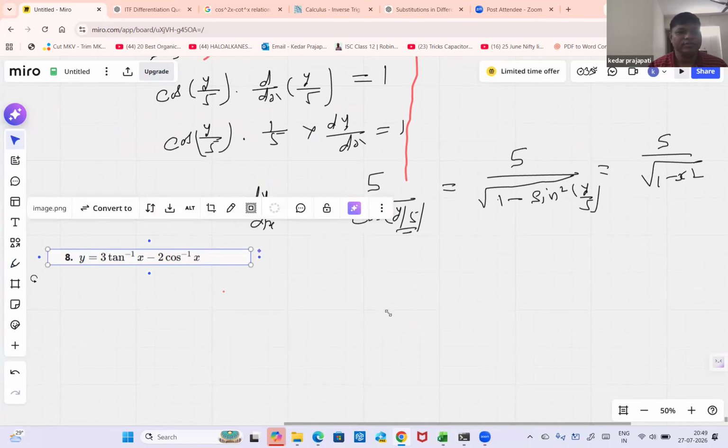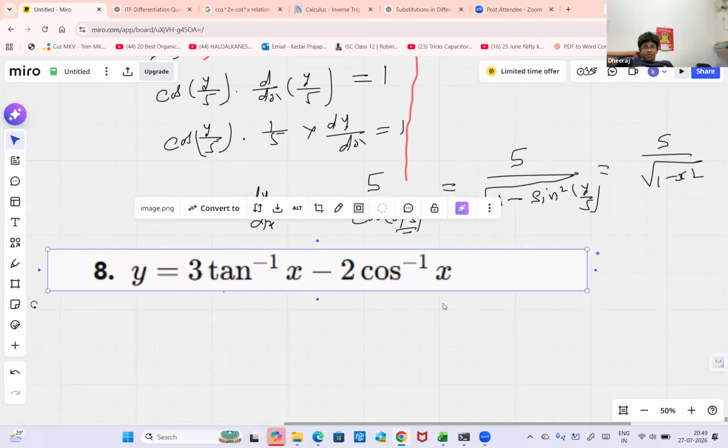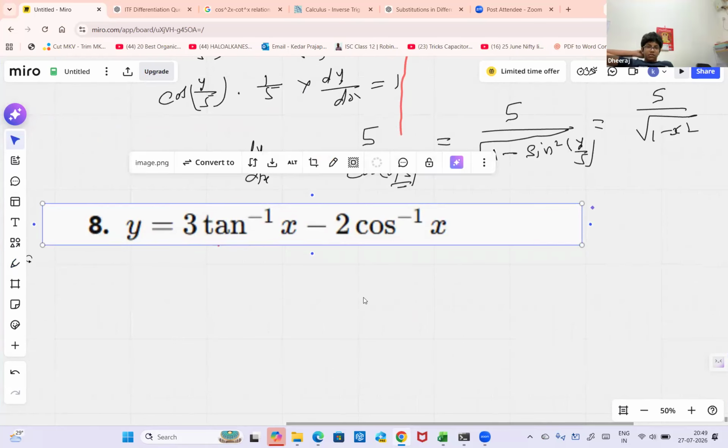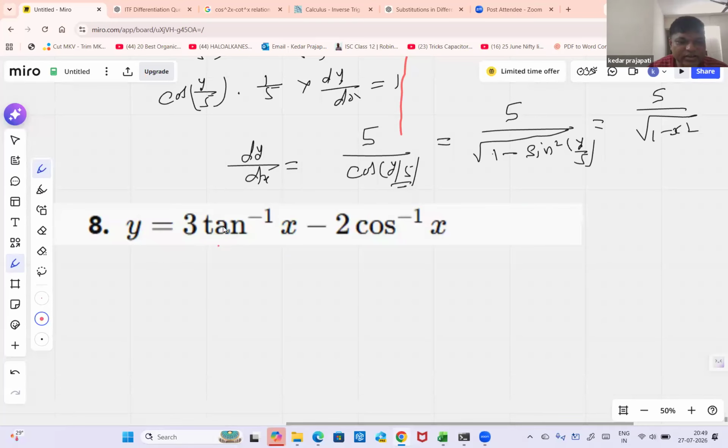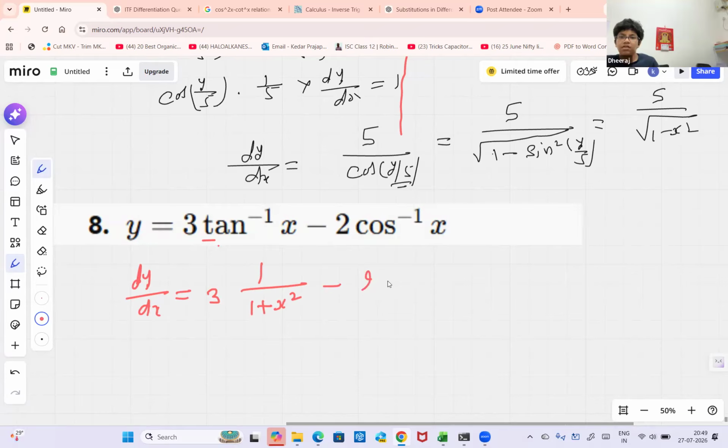What is 8th? Is it visible? Yes. Now tell, don't go to the formula, I mean, don't go to the derivation. Now you know this is tan, right? So dy by dx will be 3 into, this is t, so this will be plus 1 plus x square. Correct? Tell for cos. We 2 into minus 1 by 1 minus x square.